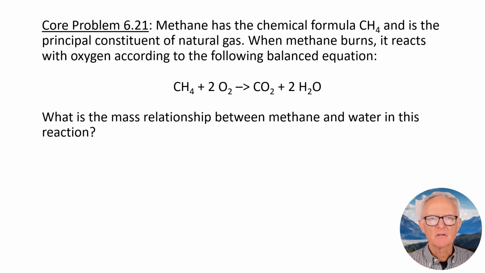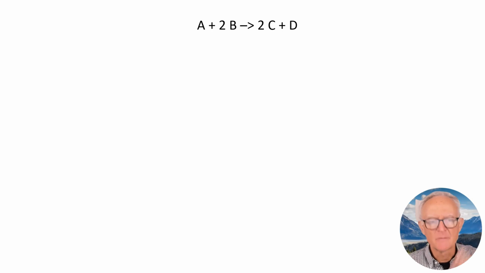I'm going to talk about core problem 6.21. You can stop and read that problem here, but I want to go on and first do a simple example. Here's an example of a chemical reaction. We just have A plus 2B going to 2C plus D.